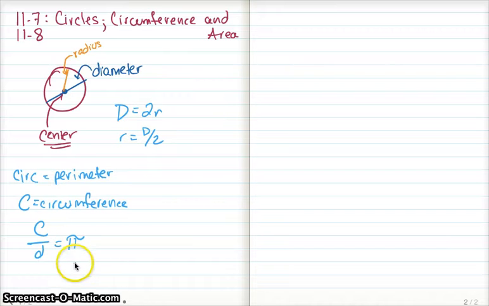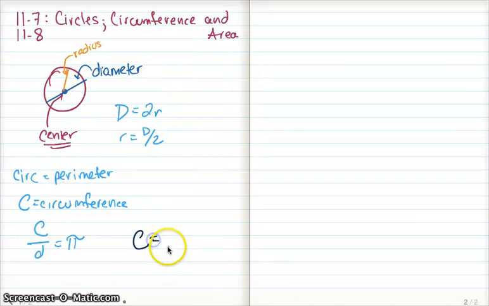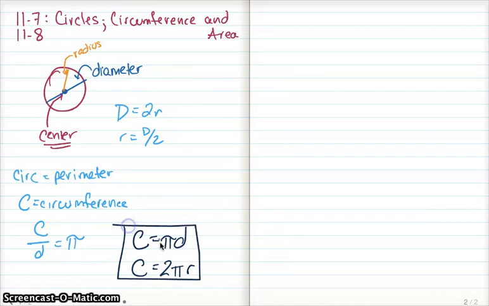Instead of writing it this way, however, we usually write it as a formula in terms of solving for the circumference. So we can say that the circumference is found by taking pi times the diameter d, or we know that diameter is equal to 2 times the radius. The circumference can be found by taking 2 times pi and the radius. So either equation will work to find the circumference of a circle.